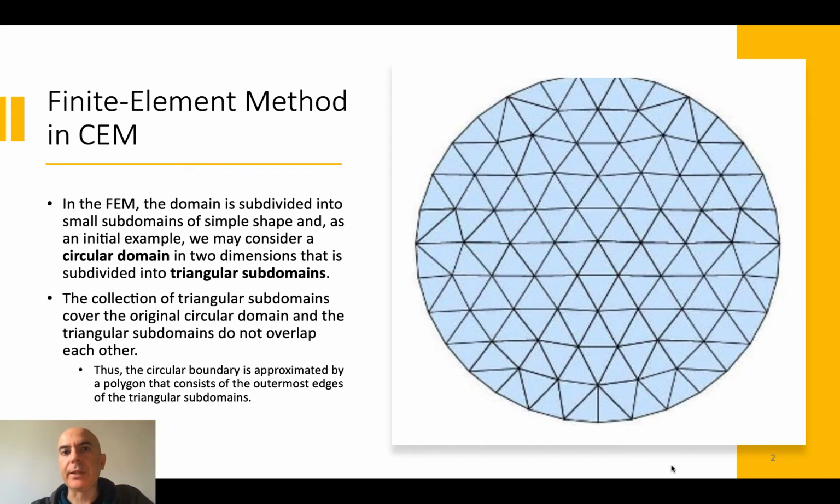As an initial example, we might want to consider a circular domain in two dimensions that is subdivided into triangular subdomains. The collection of triangular subdomains covers the original circular domain, and the triangular subdomains do not overlap each other. Hence, the circular boundary is approximated by a polygon that consists of the outermost edges of the triangular subdomains. So you can see here the boundary consists of different segments that approximate the circle.